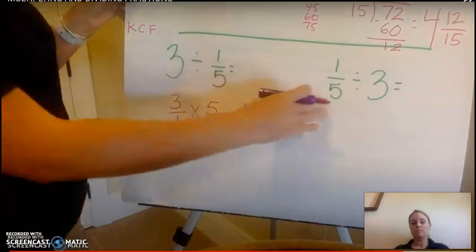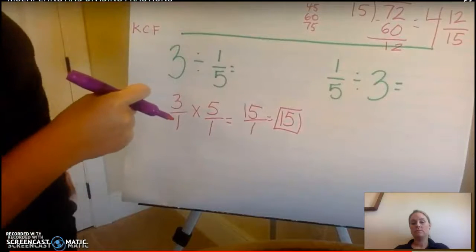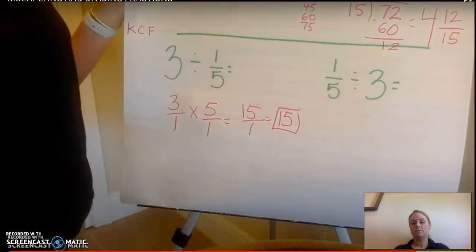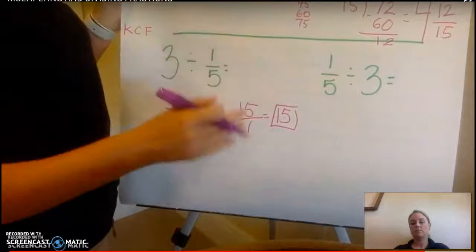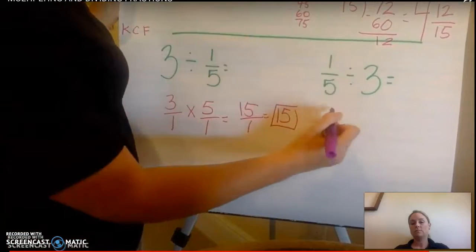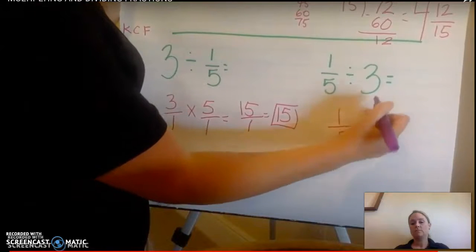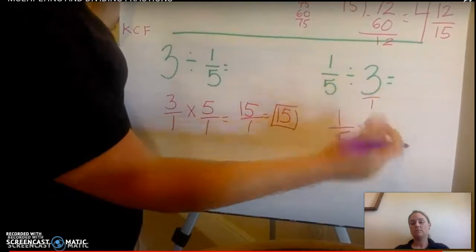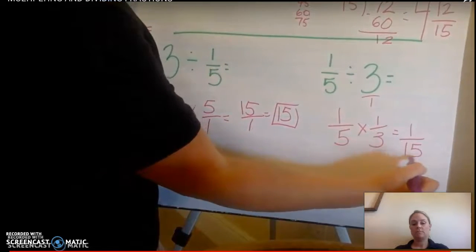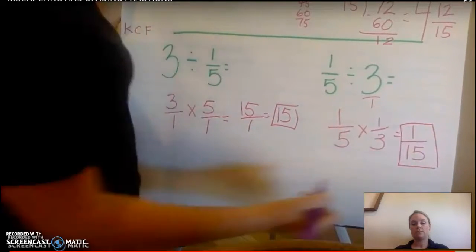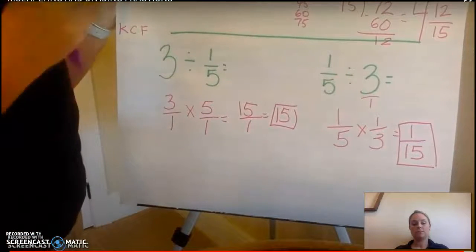Okay? Here, this problem is switched around. This is 1/5 divided by 3. If you had 1/5 of a whole and divided that by 3, what fraction of the entire whole would you have? So, of course, I keep my first fraction the same. Keep, change, and I'm going to flip this. So if I have 3/1, it now becomes 1/3, and here I have 1/15. So 1/15 of the entire whole is how 1/5 could be split up into 3 parts.